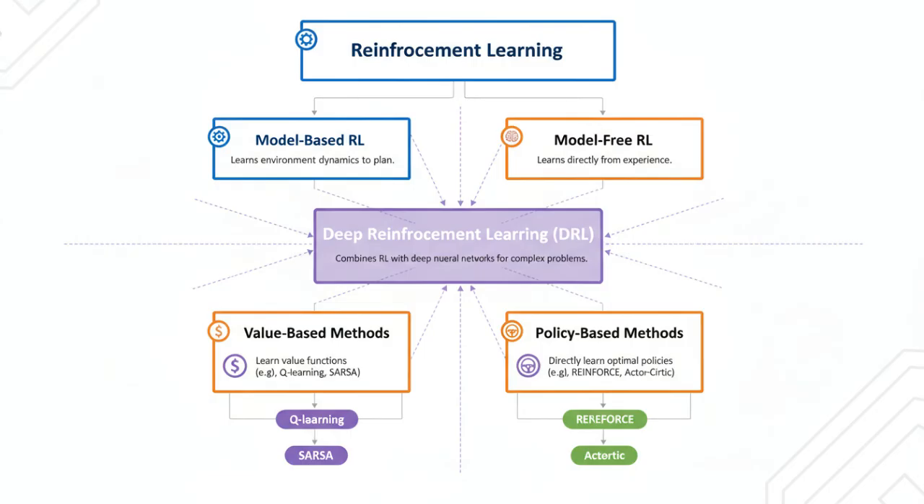A significant advancement has been deep reinforcement learning, DRL, which integrates deep neural networks with RL algorithms, enabling agents to handle high-dimensional states like raw pixel data from images and learn complex policies. This fusion has been behind many of RL's most impressive recent achievements, from mastering games to controlling robotics.